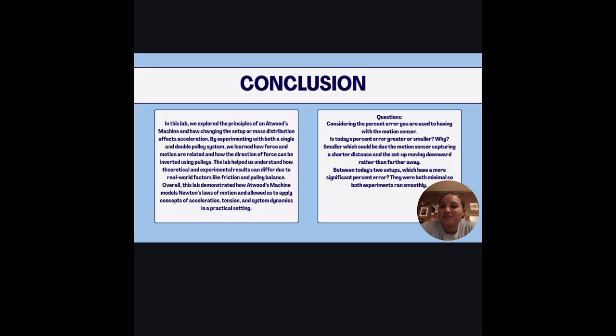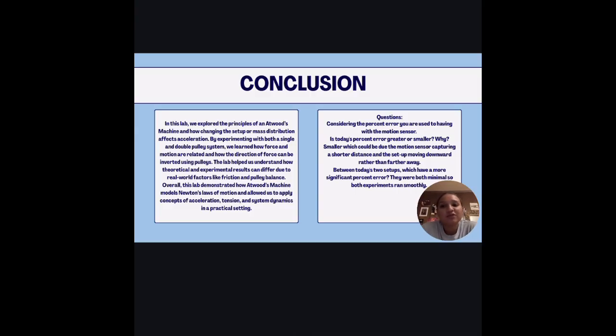In this lab, we explored the principles of an Atwood's machine and how changing the setup or mass distribution affects acceleration. By experimenting with both a single and double pulley system, we learned how force and motion are related, and how the direction of force can be inverted using pulleys. This lab helped us understand how theoretical and experimental results can differ due to real-world factors like friction and pulley balance. Overall, this lab demonstrated how Atwood's machine models Newton's laws of motion and allowed us to apply concepts of acceleration, tension, and system dynamics in a practical setting.